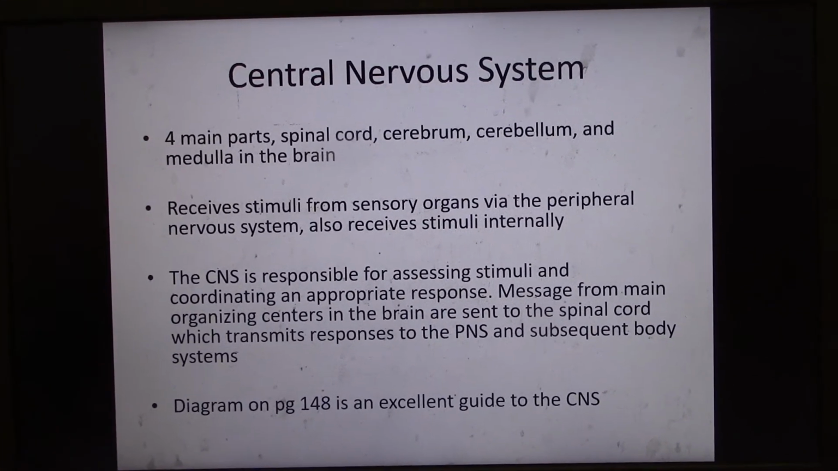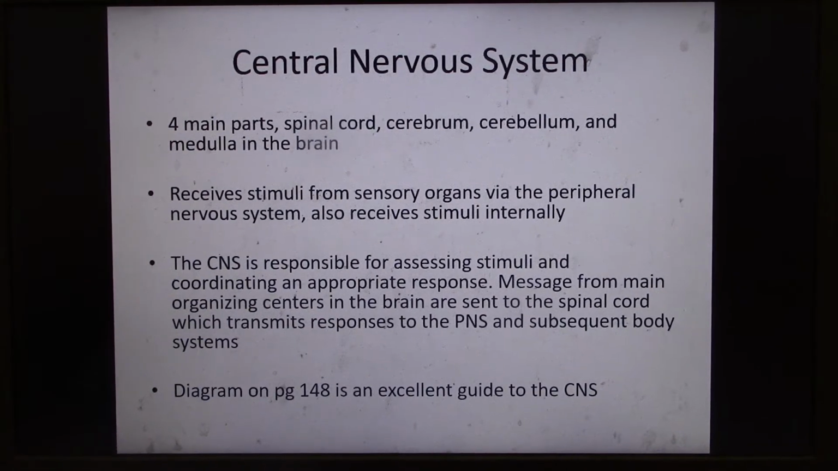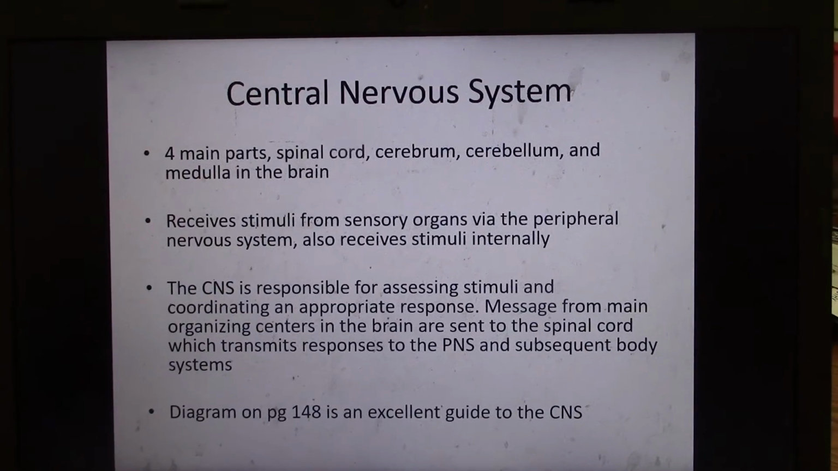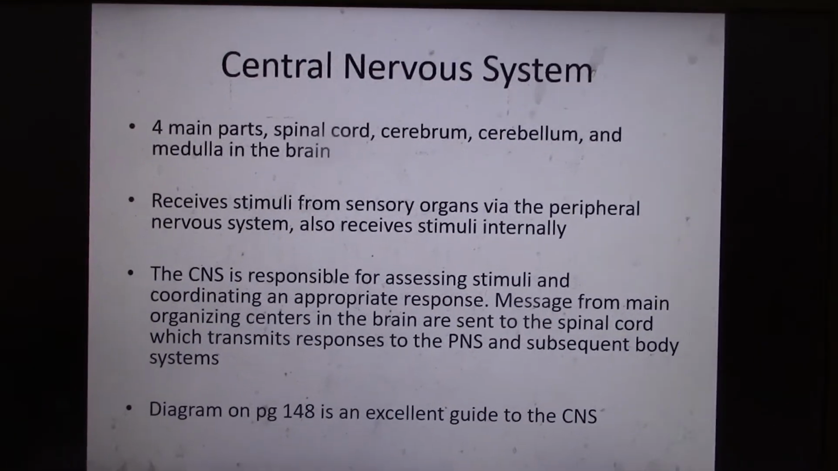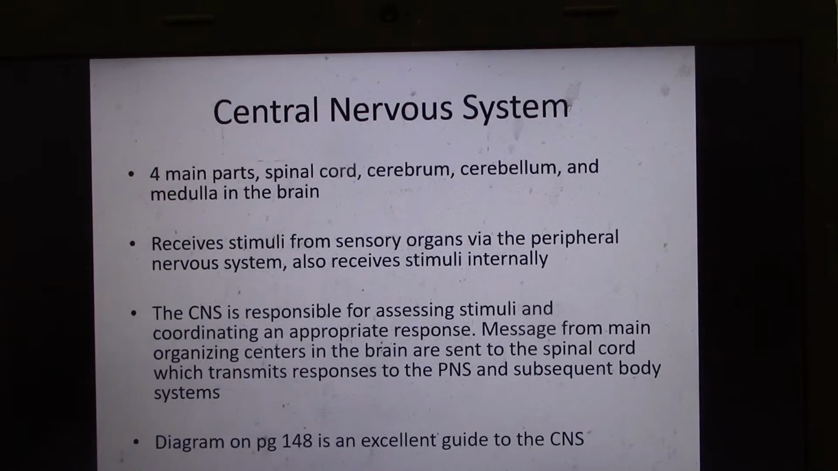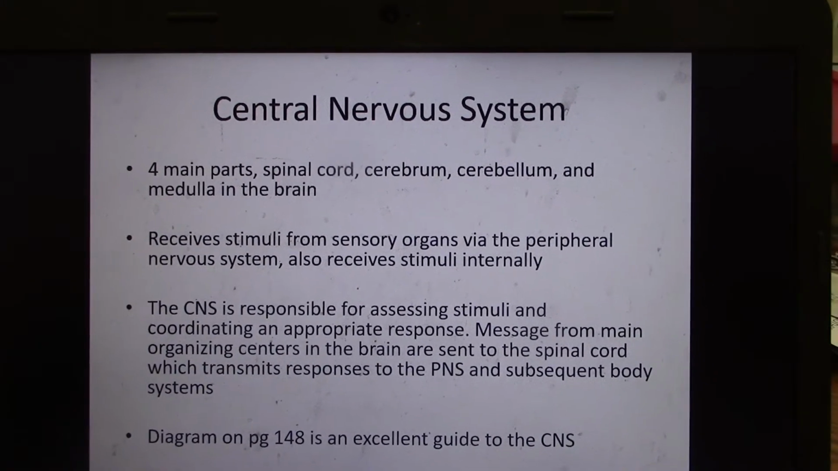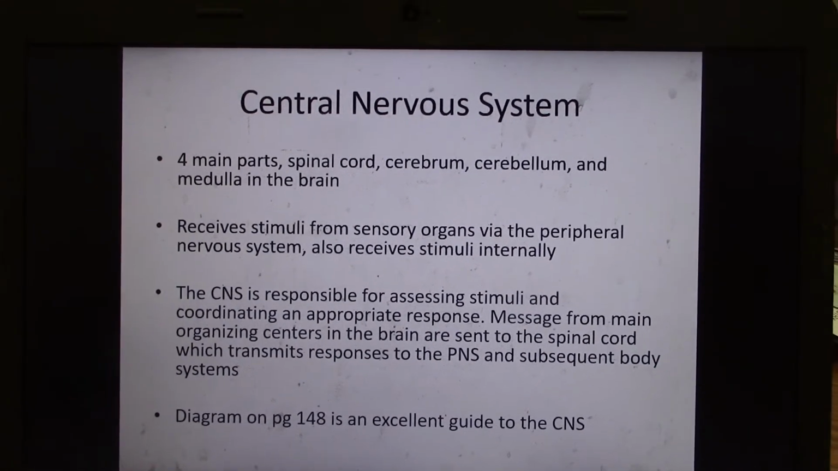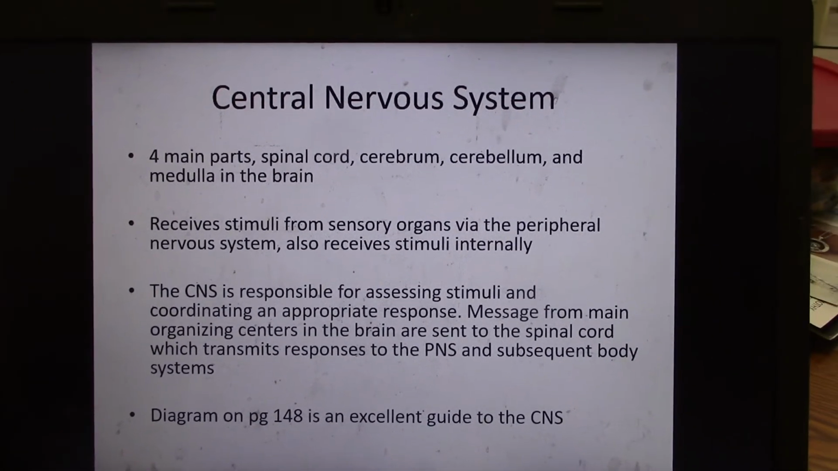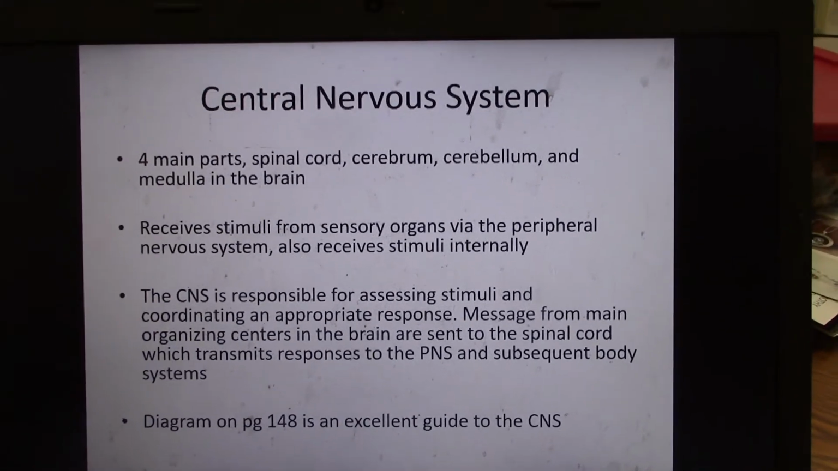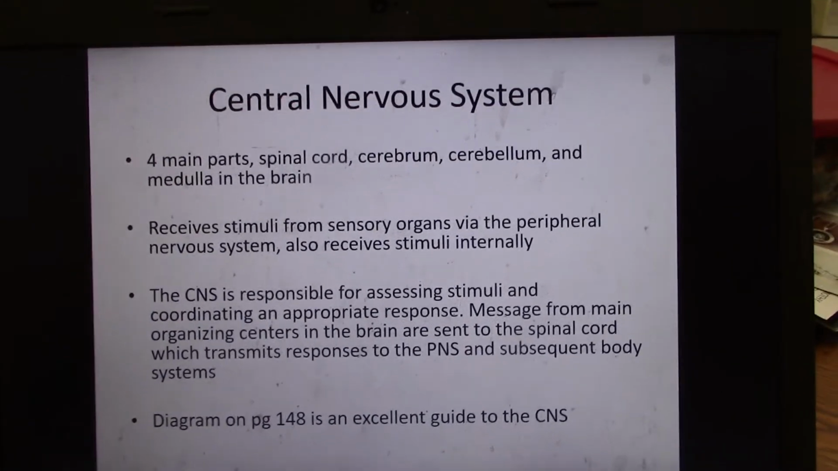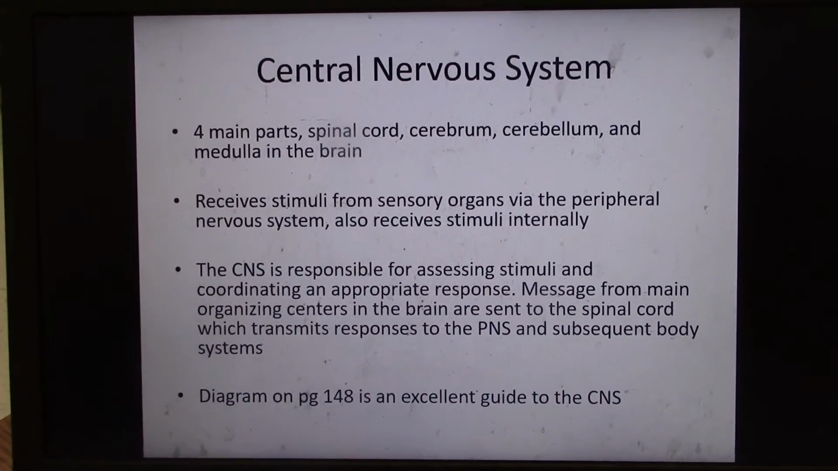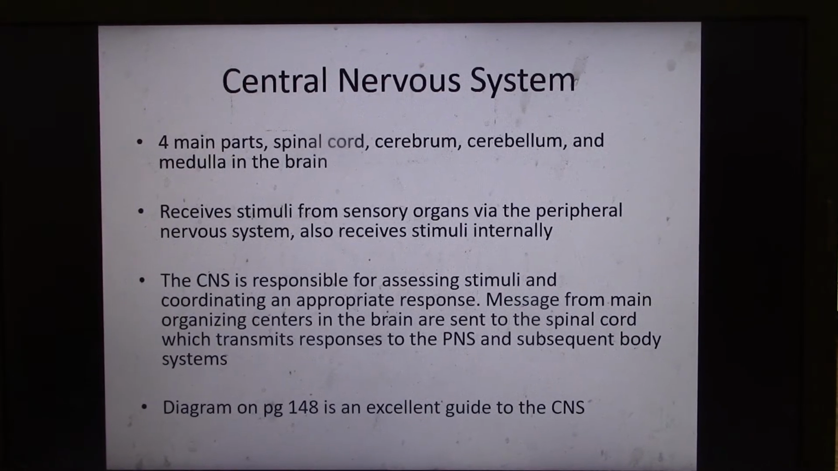So the central nervous system receives stimuli from sensory organs via the peripheral nervous system, and also receives stimuli internally, right? So there's lots of things that we're responding to inside the body all the time. The central nervous system assesses stimuli and coordinates responses. So the stimulus comes to the central nervous system by the peripheral nervous system. The central nervous system decodes it and then determines a response. And that's largely based on the individual, right? Everyone has their own personal experiences and their own unique perspectives. So your experiences will determine how you respond to different stimuli, right?